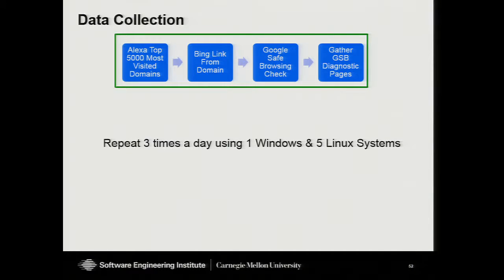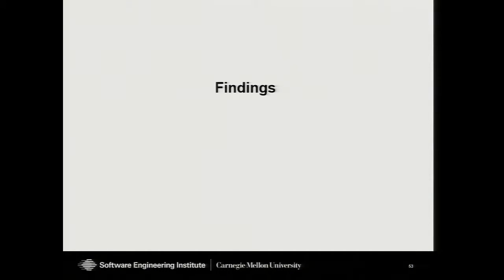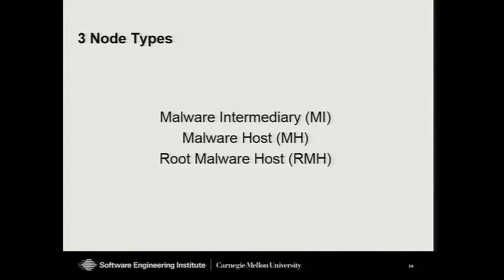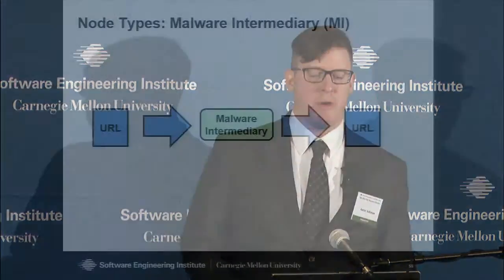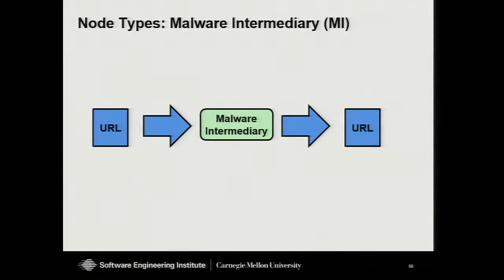So let me show you some other findings that we had from looking at our data. We identified 3 node types: a malware intermediary, a malware host, and a root malware host. And I'll explain what each of these does in the upcoming slides. A malware intermediary is a domain that simply redirects traffic from one URL to another, forming a chain to where the actual malware binary is stored. So there's no malware actually stored on a domain that acts as a malware intermediary.